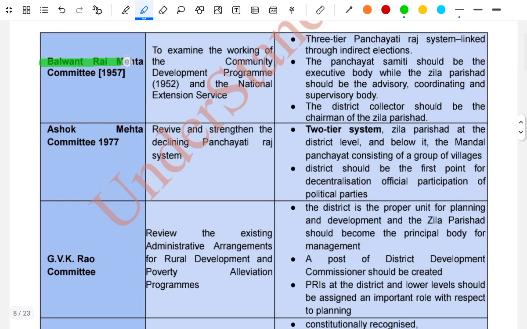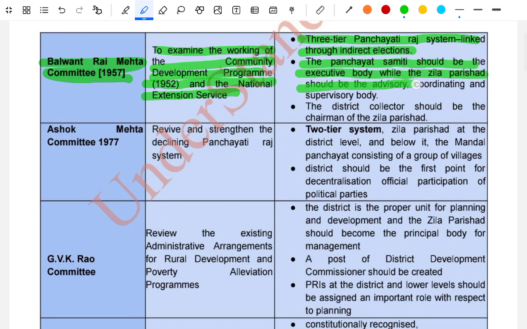The Balwant Rai Mehta Committee of 1957 examined the working of the Community Development Program of 1952 and the National Extension Service. It recommended a three-tier Panchayati Raj system linked through direct election. The Panchayat Samiti should be the executive body, while the Zila Parishad should be the coordinating and advisory body. The district collector should be the chairman of the Zila Parishad.